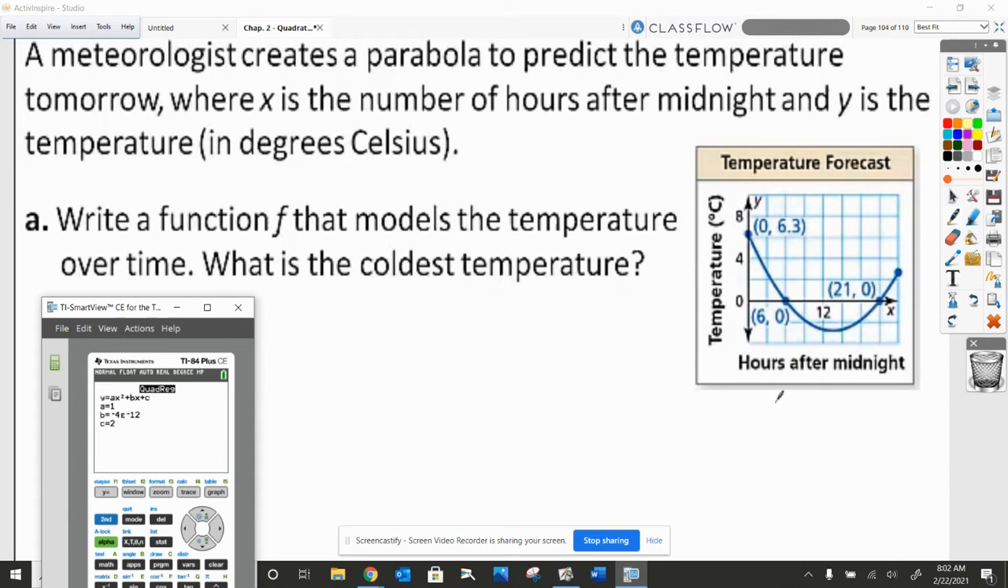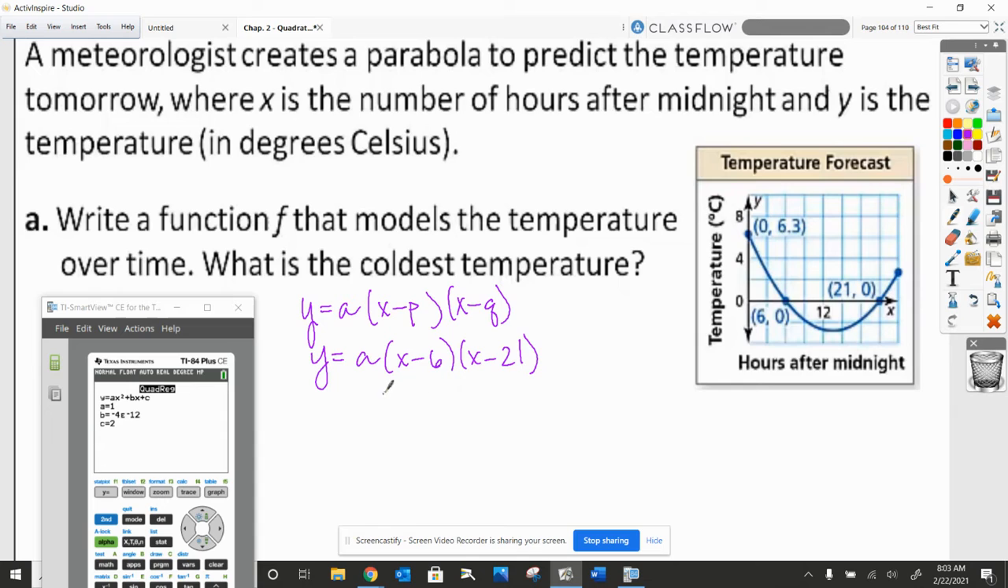So we're going to find what the equation is. So let's see what's given. We're given both of the x-intercepts. We're given a random point on there. So I'm going to use the x-intercept form to write my equation. My 2 x-intercepts are 6 and 21. So when I go put those in my formula, it's x minus 6, x minus 21. Those would be the factors that would produce those 2 zeros.